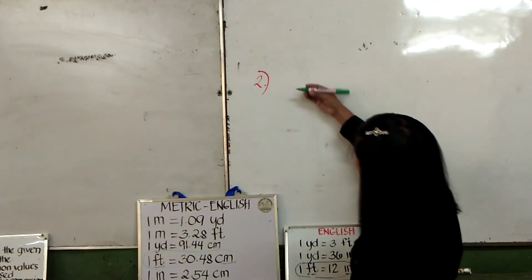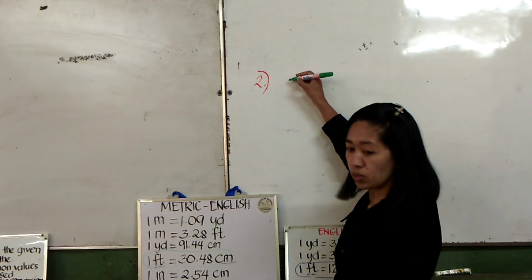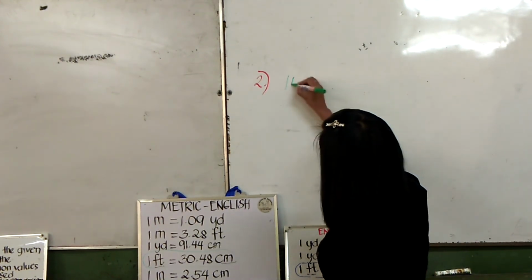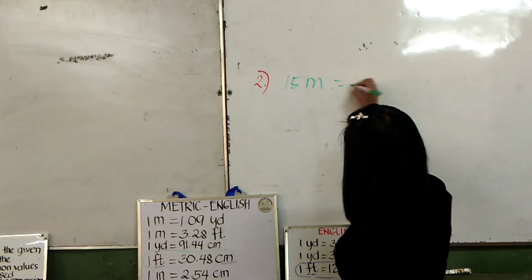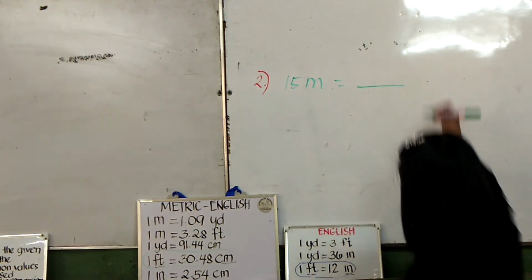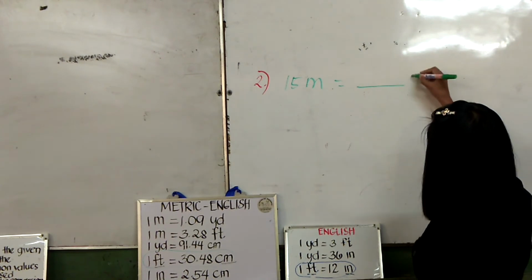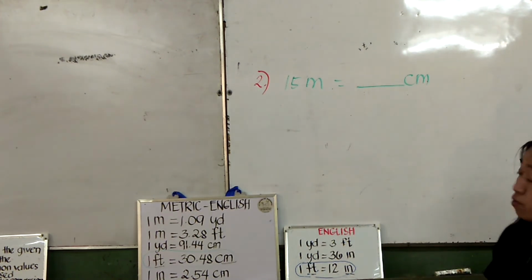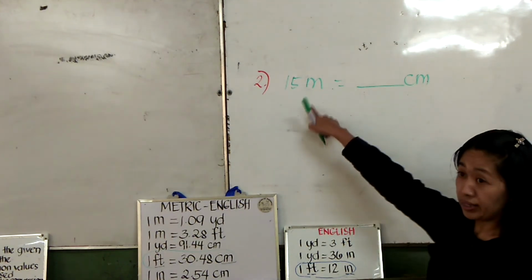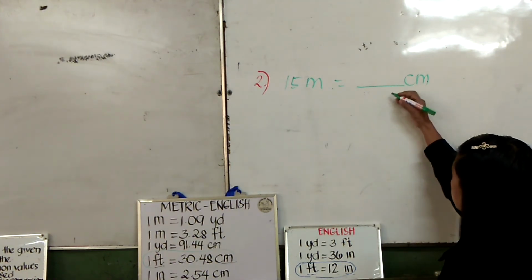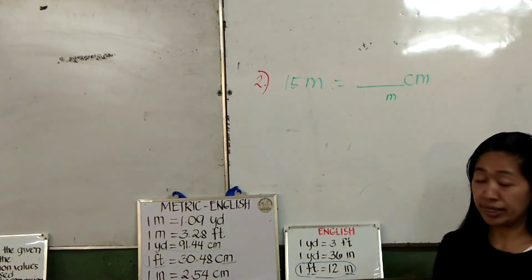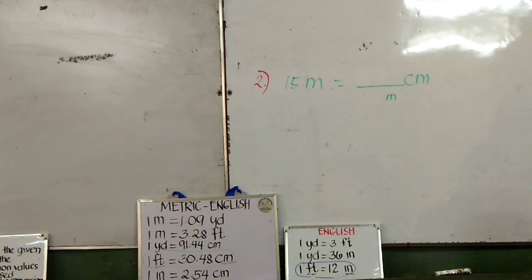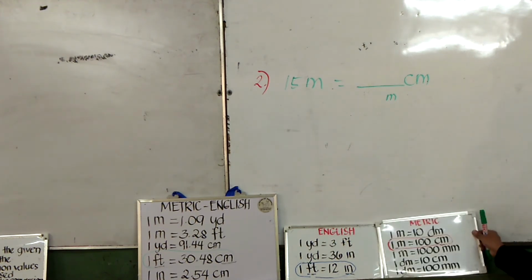Okay, let's try centimeter and meter and centimeter. 15 meter to centimeter. Okay, so the same procedure, you write your meter here immediately, and then you locate what conversion table to be used. Okay, so let's see the 3.